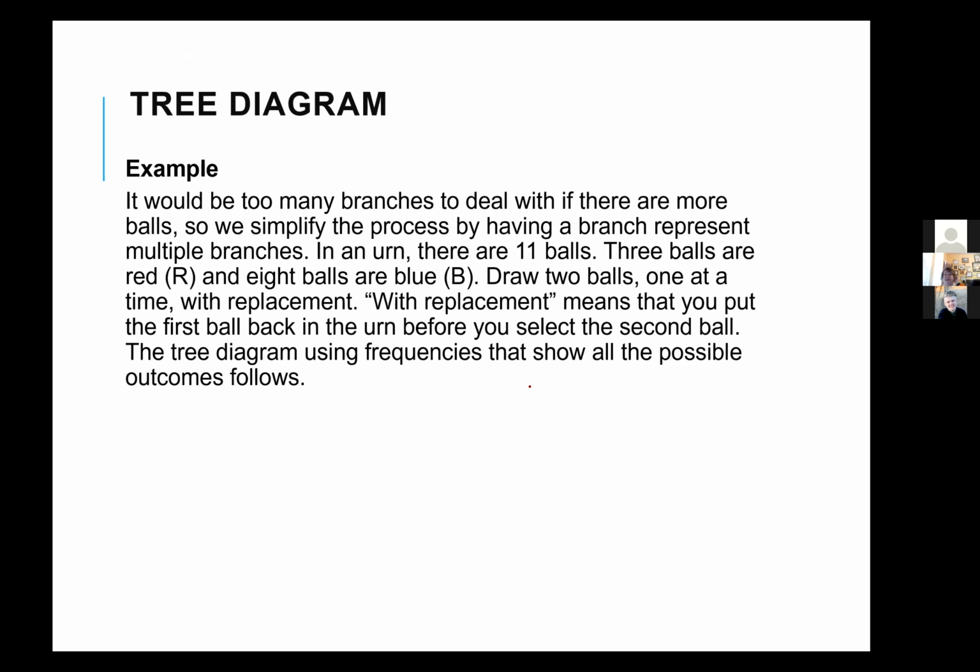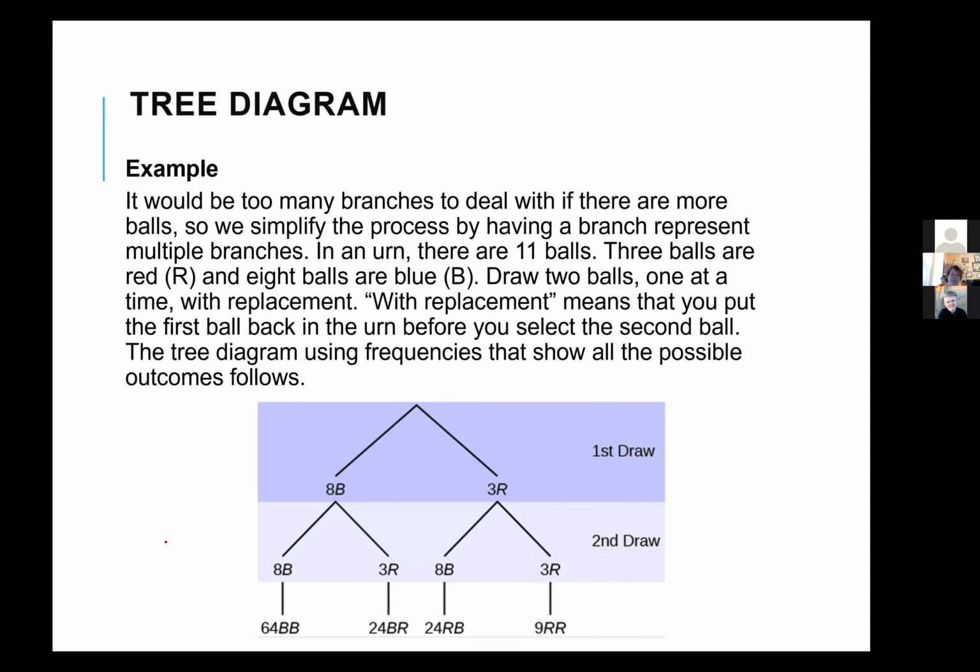Well, if you were drawing this as a pure tree diagram, the first draw could be one of 8 possible outcomes that are blue out of 11, and you have 3 red. So you'd have blue, red. That would be your first branch. Well, that's really unwieldy. So instead of writing that down, we write the frequency, the number of blues that you can get.